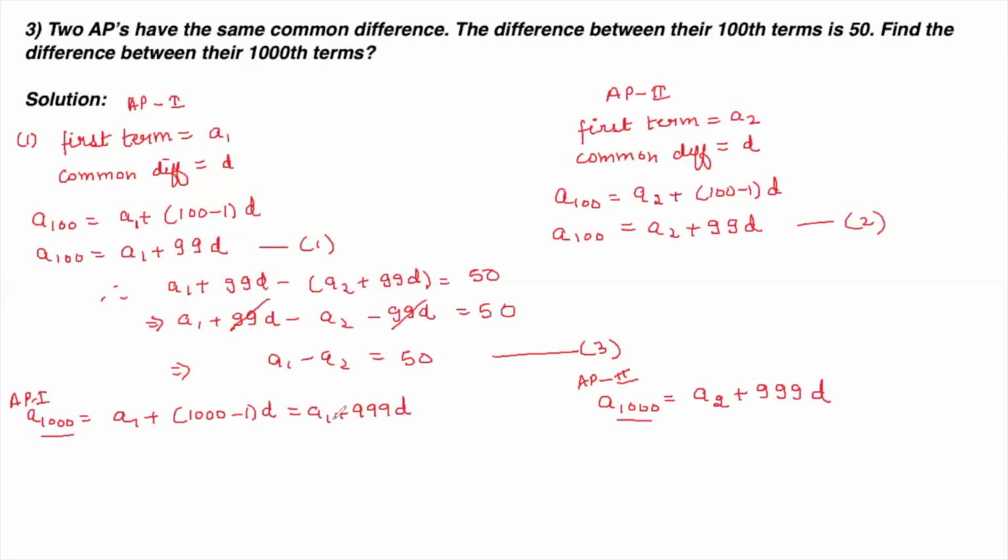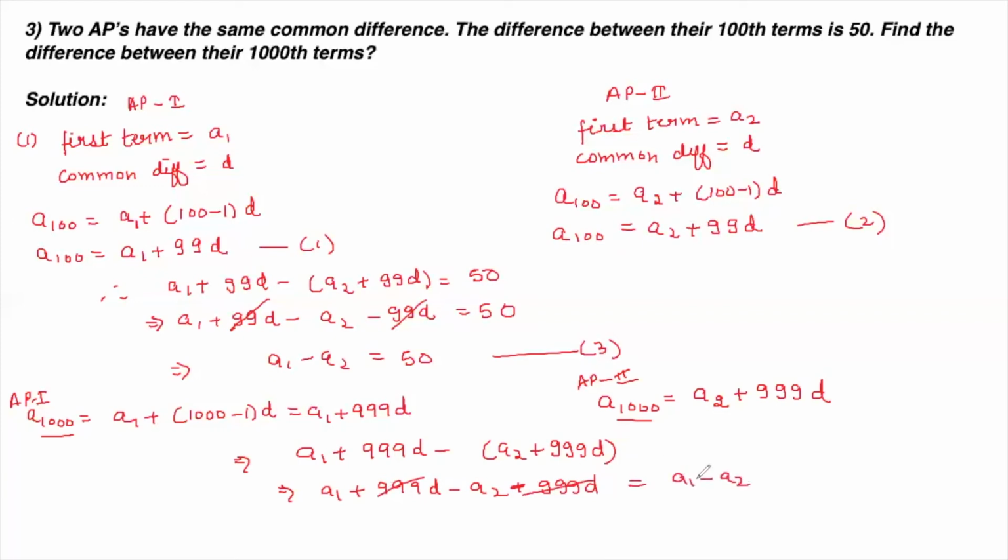Now again we need to find the difference between the 1000th terms of both the APs. So I'll subtract the 1000th terms, and it will come out to be A1 plus 999D minus (A2 plus 999D). I need to find this difference. So let's open the bracket. Basically it would be minus 999D. So plus 999D and minus 999D will get deducted and I'll get A1 minus A2.